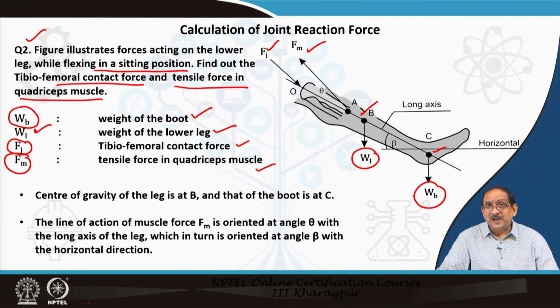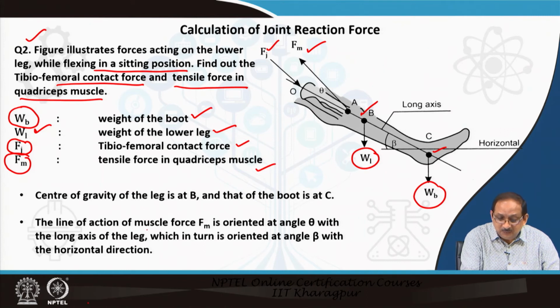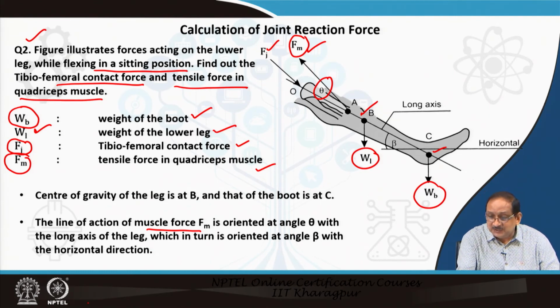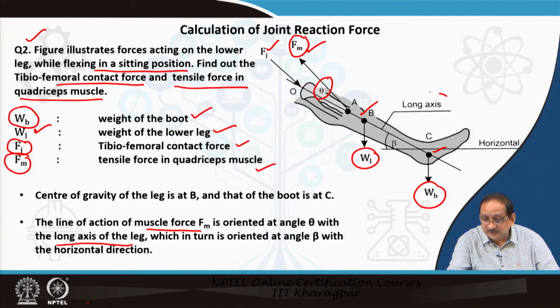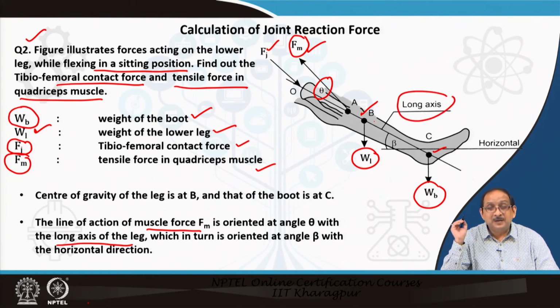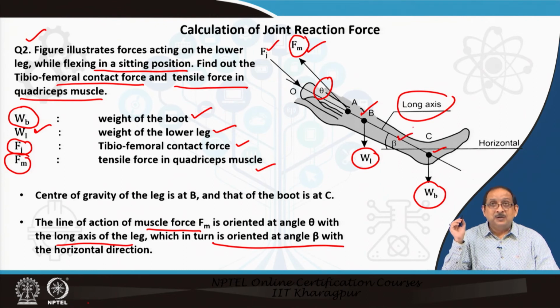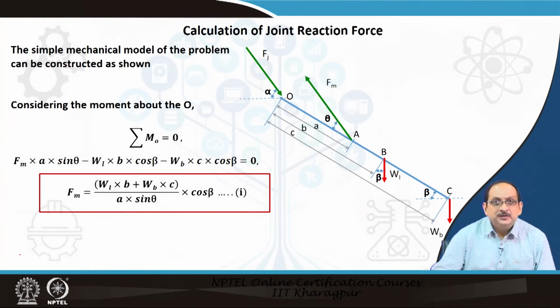The line of action of the muscle force Fm is oriented at an angle theta with the long axis of the leg as shown in the figure. Here is the long axis. Now, this long axis in turn is oriented at an angle beta with the horizontal direction.